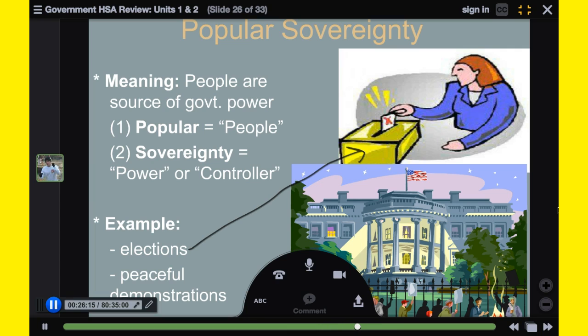And another way that sometimes people demonstrate their power is through demonstrations. And you'll notice here that these people are being peaceful in their protest at the White House, protesting the economy or war or whatever they want.